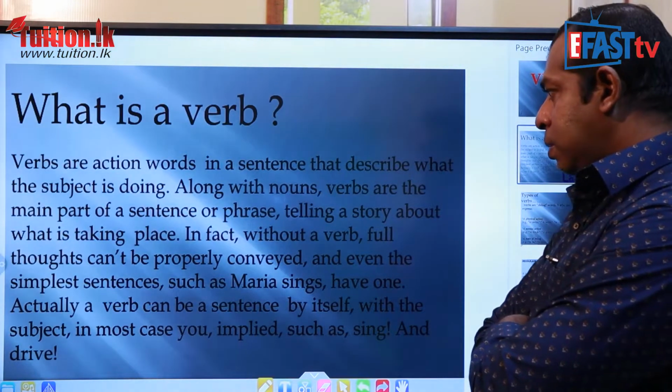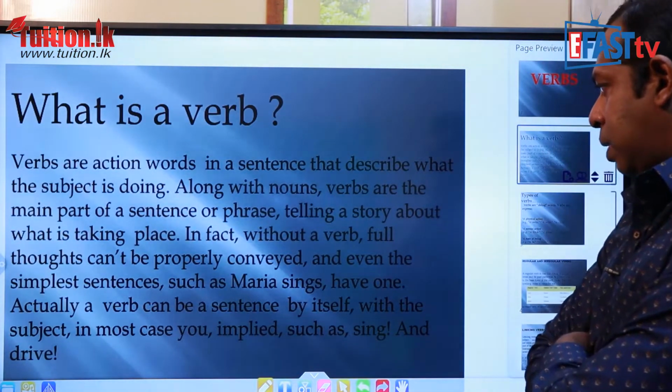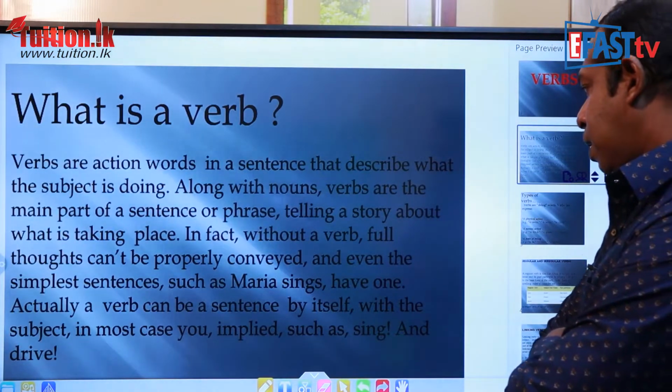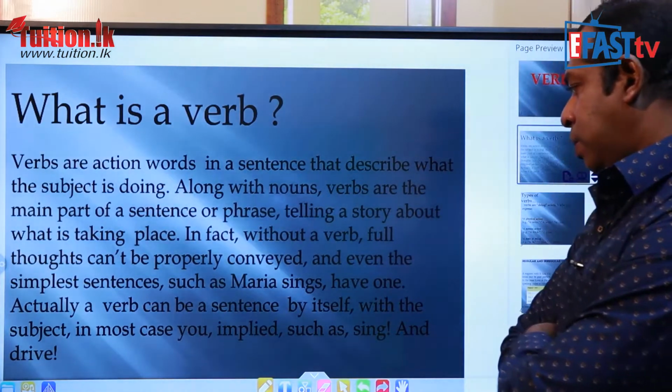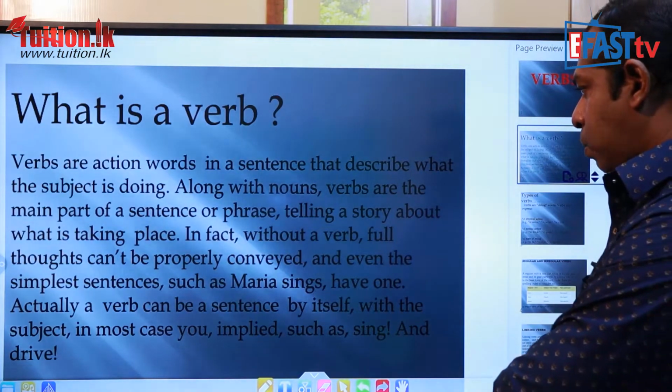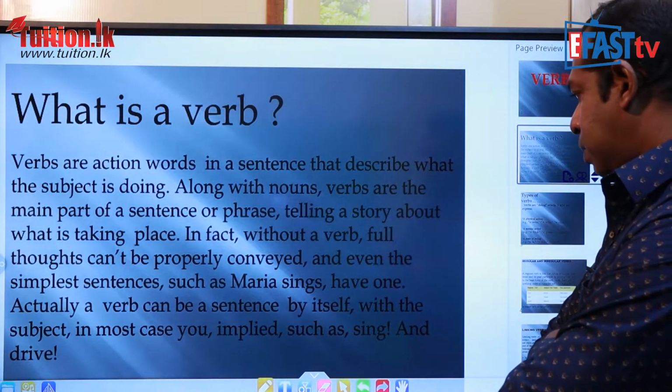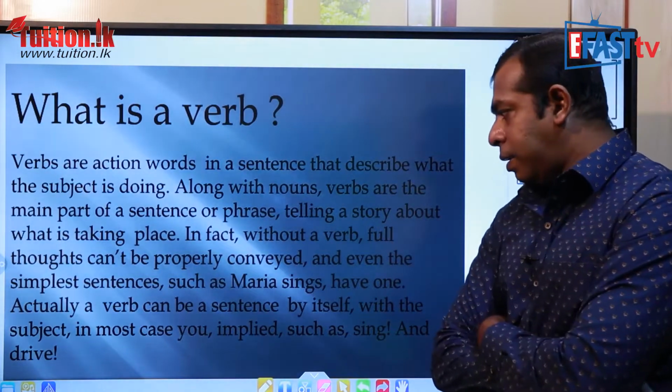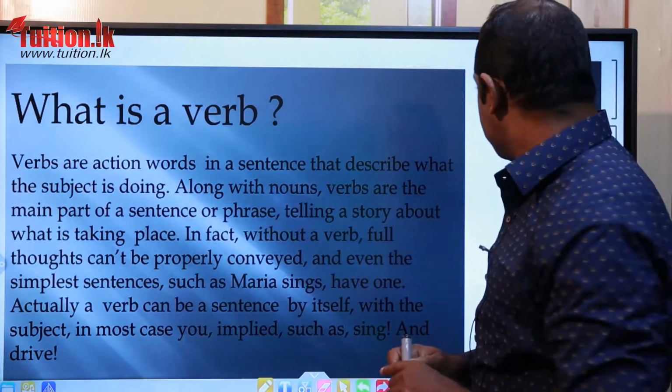Even the simplest sentences, such as "Maria sings," have a verb. A verb can be a sentence by itself, with the subject in most cases implied, such as "sing" and "drive." Okay.